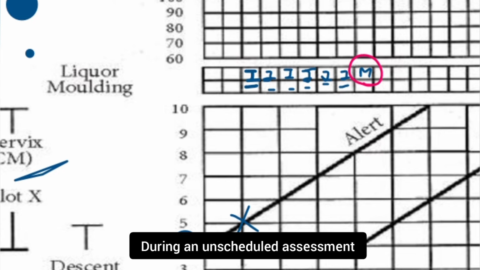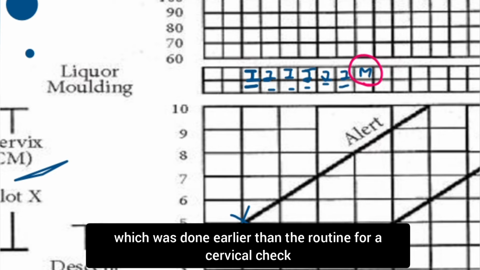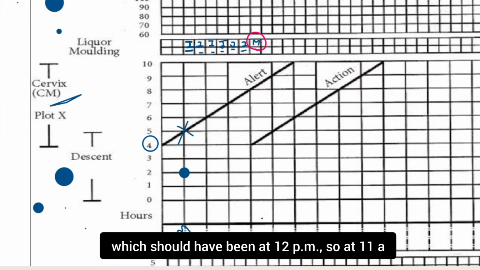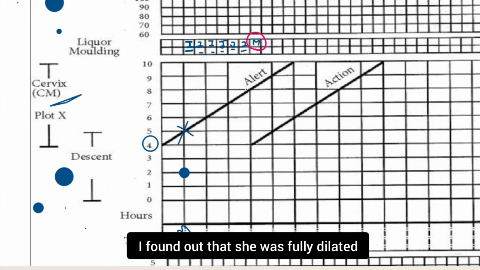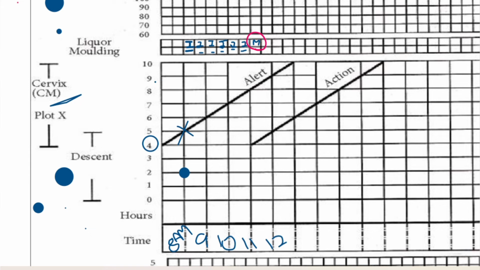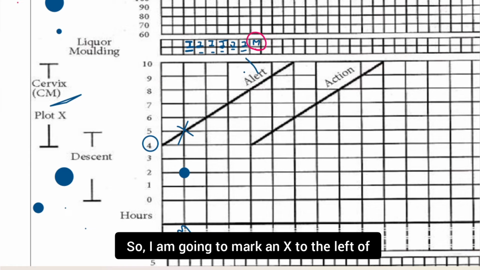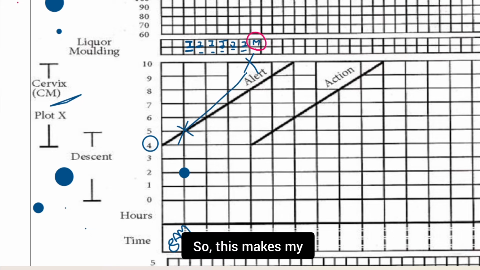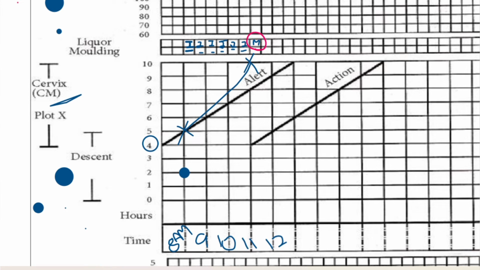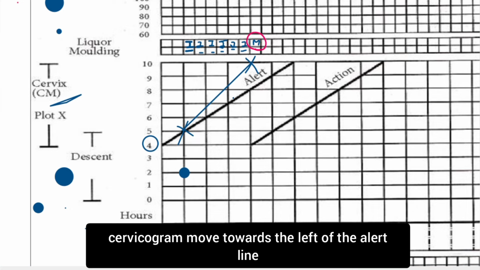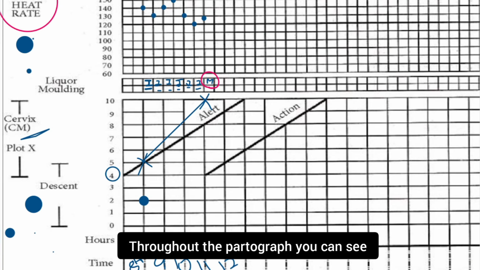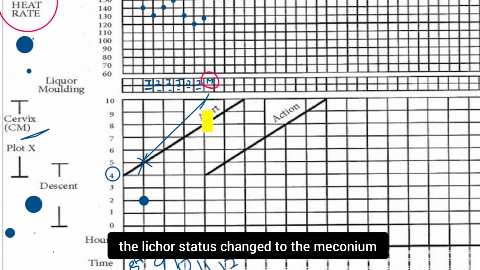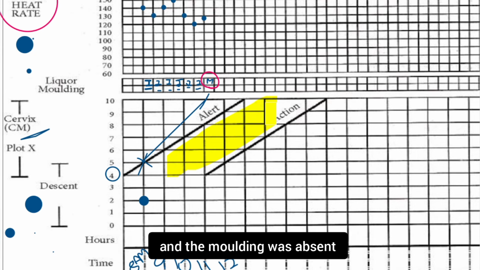During an unscheduled assessment which was done earlier than the routine cervical check, which should have been at 12 pm, at 11 am I found out that she was fully dilated. So I am going to mark an X to the left of the alert line at 11 am. So this makes my cervicogram move towards the left of the alert. Throughout the partograph, you can see that the fetal heart remained within the normal limit, the liquor status changed to meconium, and the molding was absent.